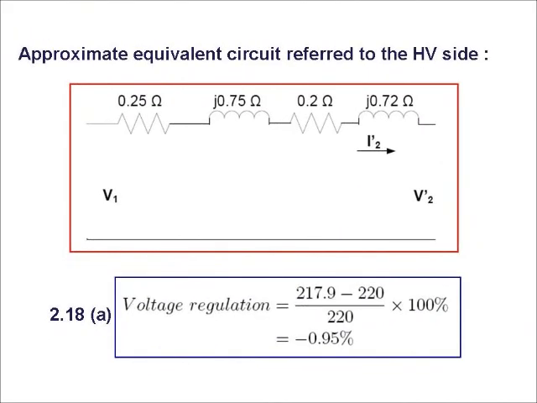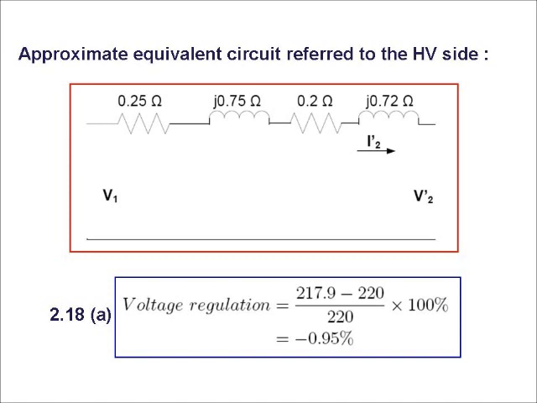Okay. So if you go to the next slide, the equivalent circuit as referred to the high voltage side is given here. So we have 0.25 in series with j 0.75. Then we have the referred variables from the low voltage side that we just calculated, 0.2 ohms and j 0.72 ohms.